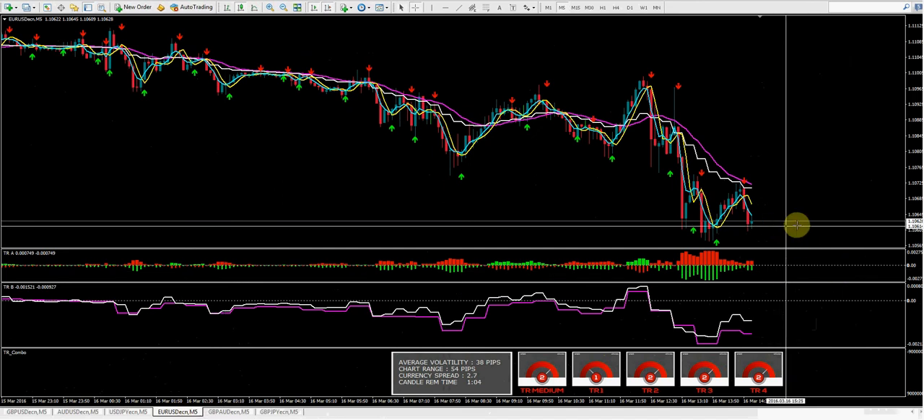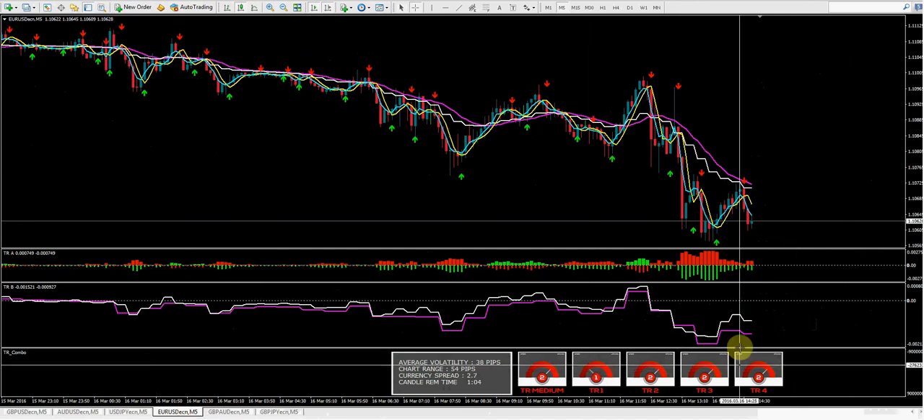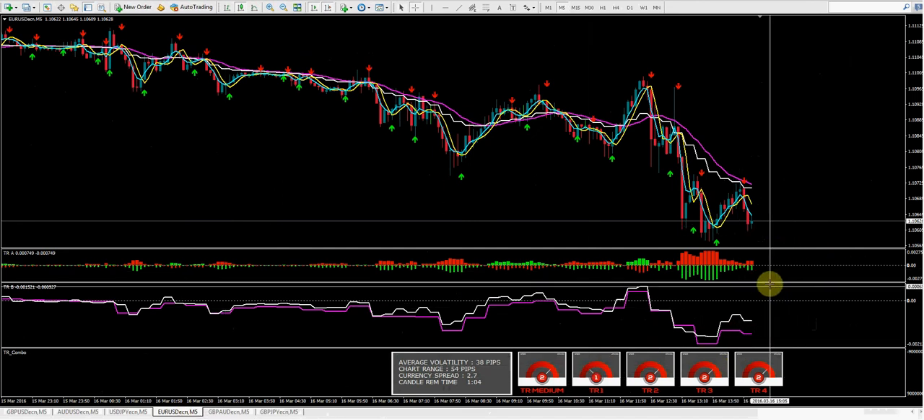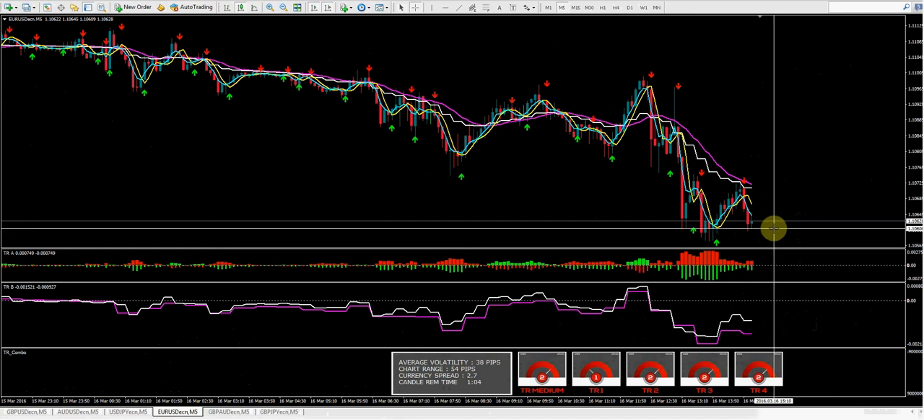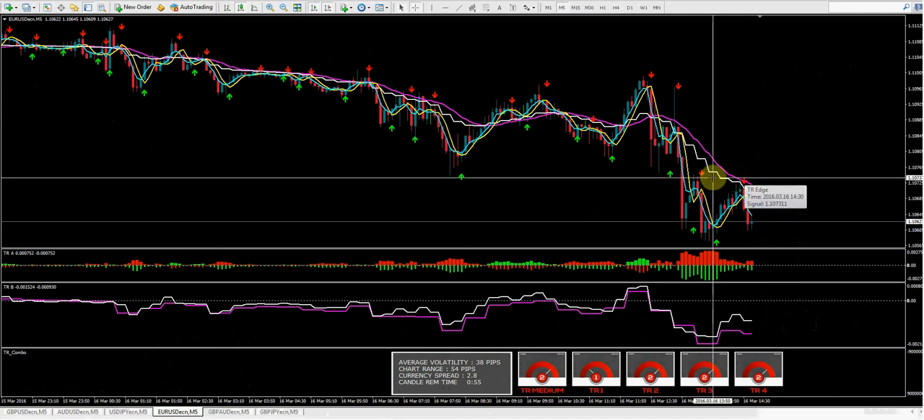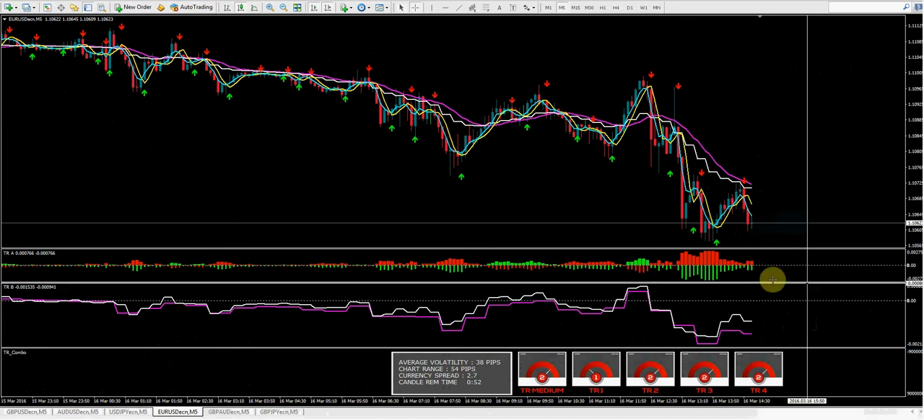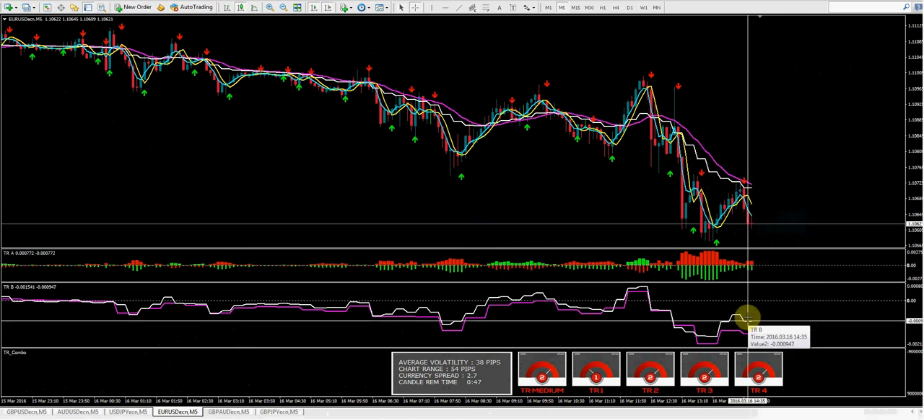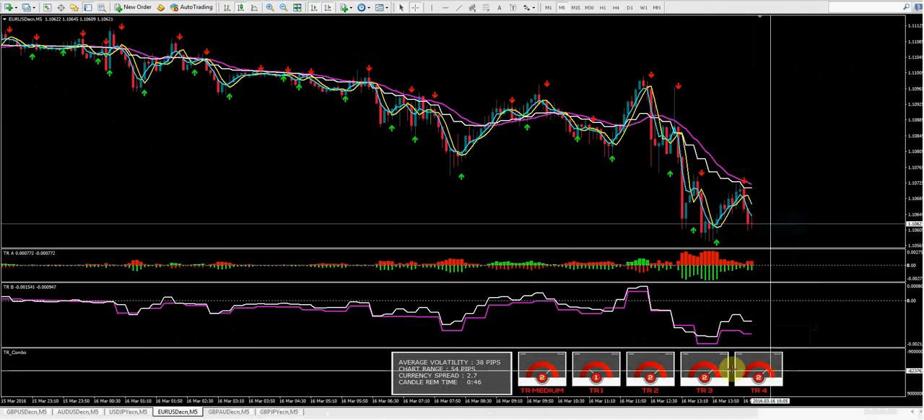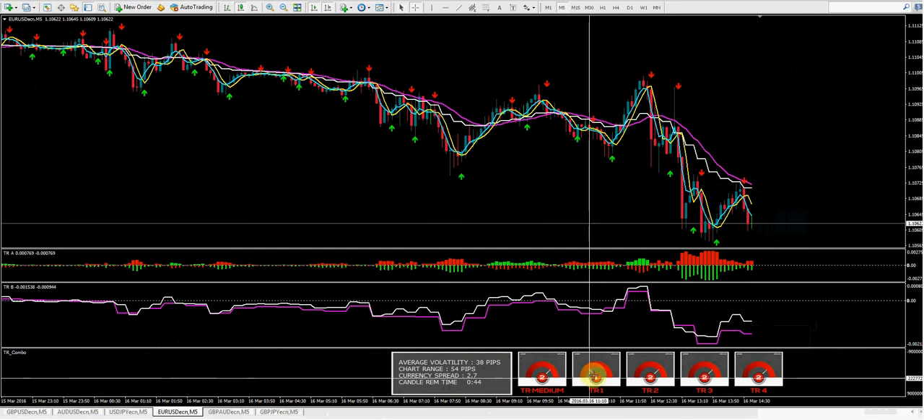Euro USD looks actually pretty good for a short. Got a red arrow here. White line is beneath the purple. Blue line is beneath the yellow. Red bar under the zero line. All red and not all twos, but we only have one here.